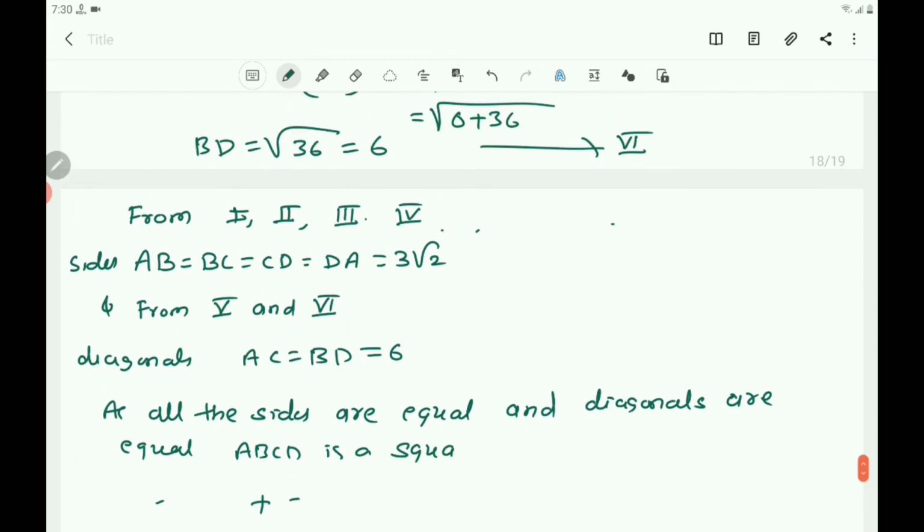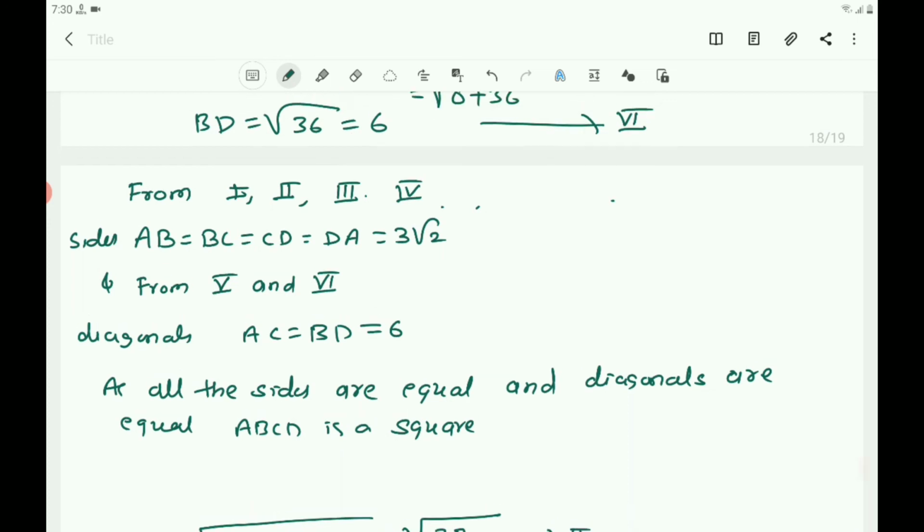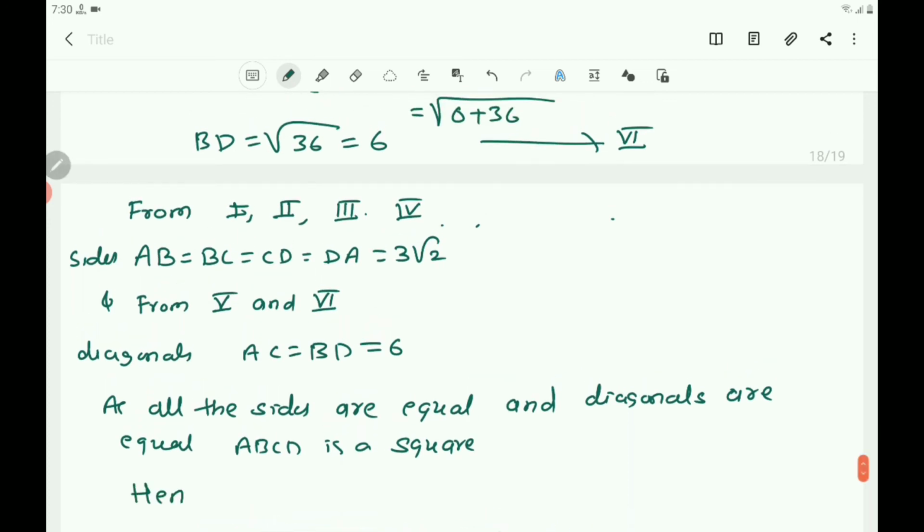ABCD is a square. Who is correct here? According to the question, Champa asks Chameli, don't you think ABCD is a square? So here Champa is correct. Therefore you write: Therefore Champa is correct. Hence Champa is correct. This is the answer.